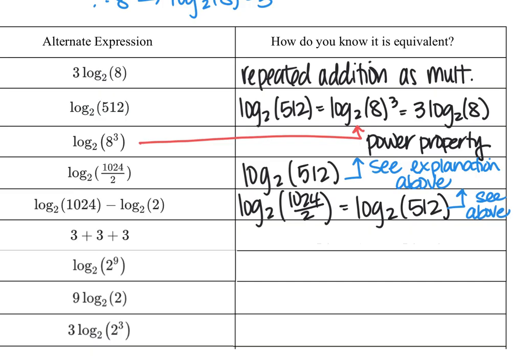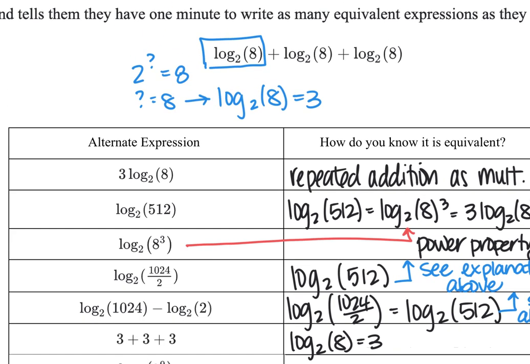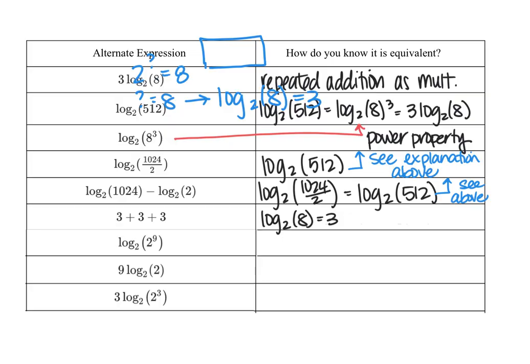All right, 3 plus 3 plus 3. Well, 3 plus 3 plus 3 is equivalent because I know that log base 2 of 8 is equal to 3. If you recall, we figured that out up here above earlier, right? So I know log base 2 of 8 is equal to 3. So log base 2 of 8 plus log base 2 of 8 plus log base 2 of 8 is simply 3 plus 3 plus 3. So I do know that this has been properly simplified.